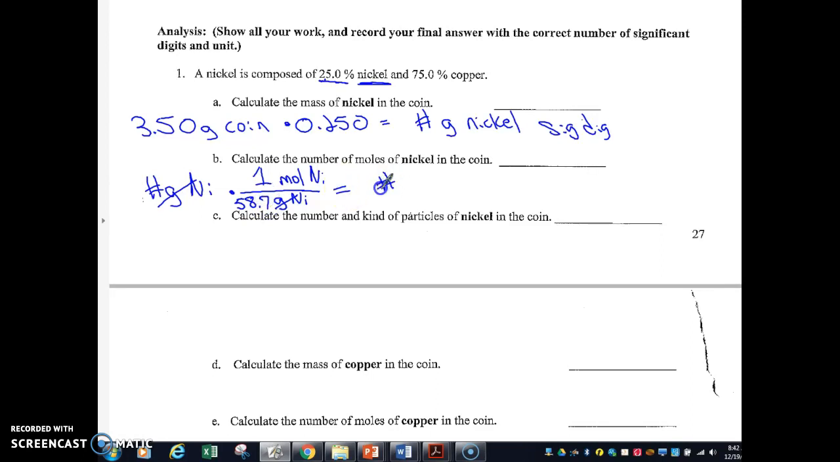You're going to get an answer here. Round it off to the right number of significant digits. You never use the conversion factor to calculate significant digits because there's no uncertainty in this number. It's said to be an exact number, so it has an infinite number of significant digits. It's like saying there's 60 seconds in 1 minute. They have an infinite number of significant digits there. There's no measuring that we had to do to get that. So you're going to get moles of nickel. And again, round it off to the right number of significant digits.